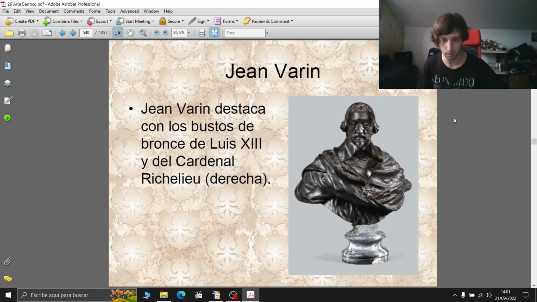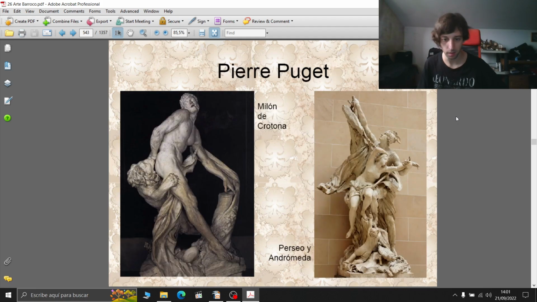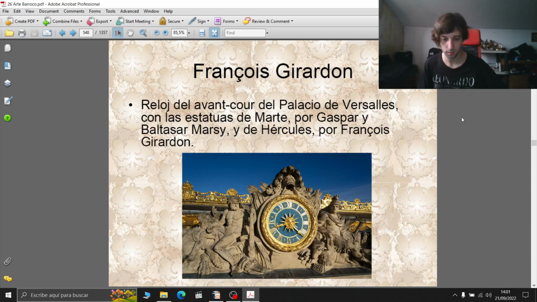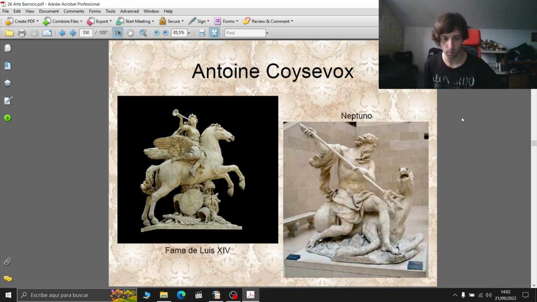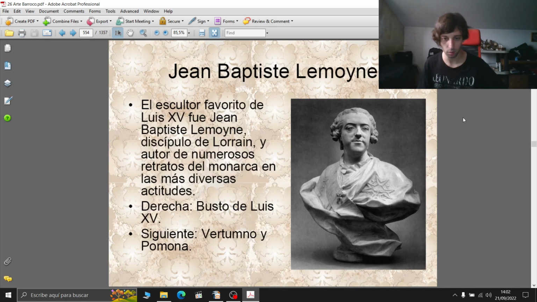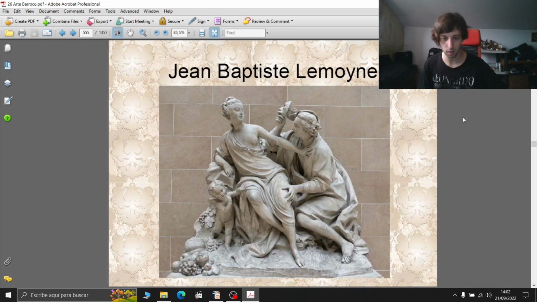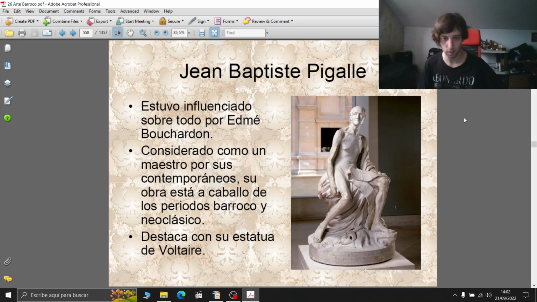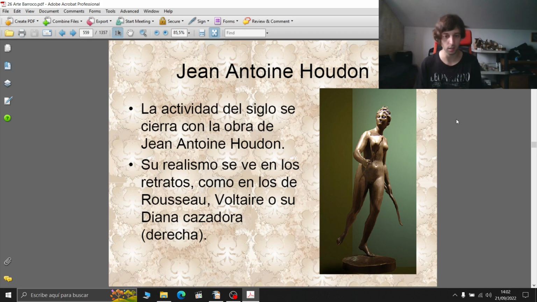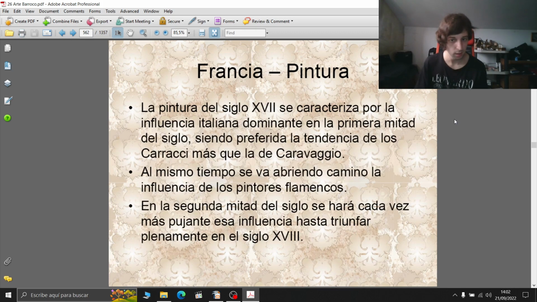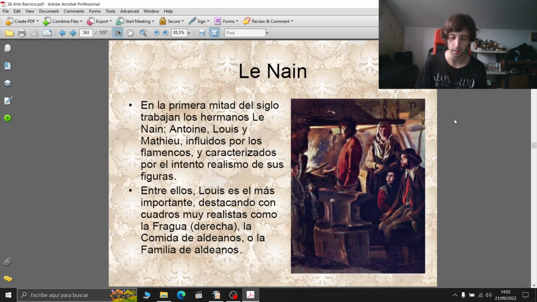Jacques Sarrazin, Jean Warin, Pierre Puget, François Girardon, Antoine Coysevox, Coustou, Robert Le Lorrain, Jean-Baptiste Lemoyne, François Dumont, Edme Bouchardon, Jean-Baptiste Pigalle, and Jean-Antoine Houdon. These portraits. Now France. The painting.